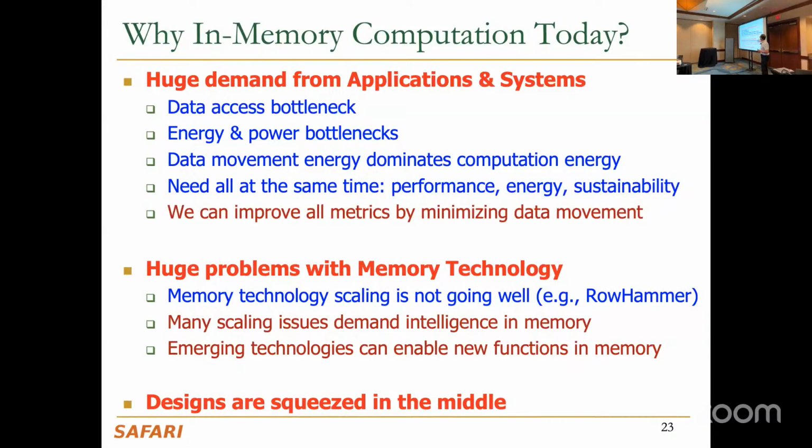One is we're having huge problems with the memory technology. Memory technology scaling is not going well. We're having issues like row hammer, row press that are causing bit flips. And all of these issues can be better solved if you have computation capability inside the memory. And DRAM manufacturers are already adding things inside their DRAM chips to do some small amount of computation to fix issues like row hammer and row press.